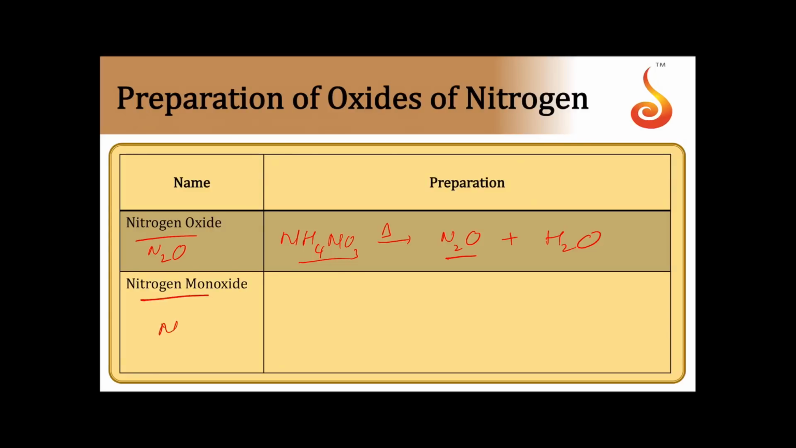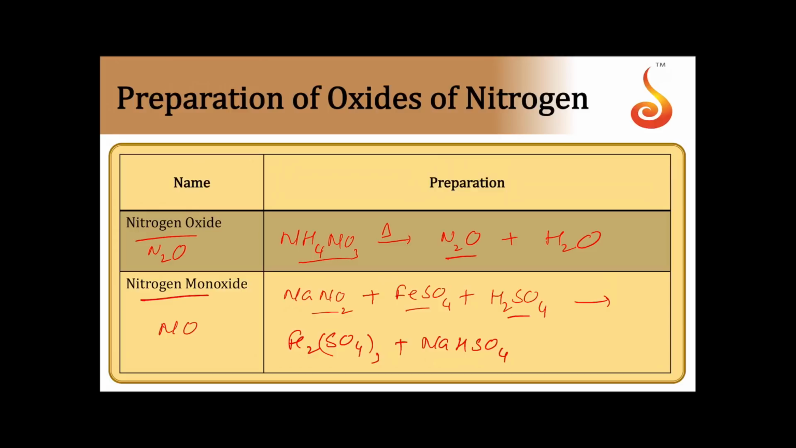When it comes to the preparation of nitric oxide, it's prepared by heating a mixture of NaNO2, that is sodium nitrite, plus ferrous sulfate plus H2SO4. By heating a mixture of these three compounds, sodium nitrite, ferrous sulfate and sulfuric acid, the products formed are ferric sulfate plus sodium bisulfate plus we get nitric oxide and then water.